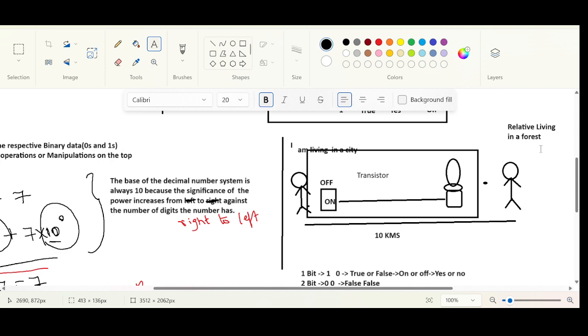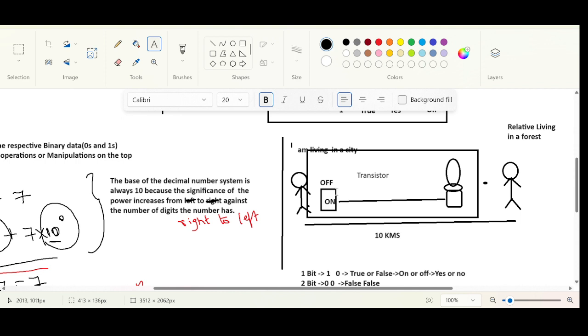Just a simple real-time analogy. This is how binary information can be used to communicate between two persons. You have a switch, you have a bulb, and you can use the switch to communicate with a person who is living in a different place. By turning it off, you are passing one message, and by turning it on, you are passing another message. You can pass at most 2 messages, but at any point of time, you can pass only 1 message. 2 combinations are possible, but at any point of time only 1 piece of information can be passed.